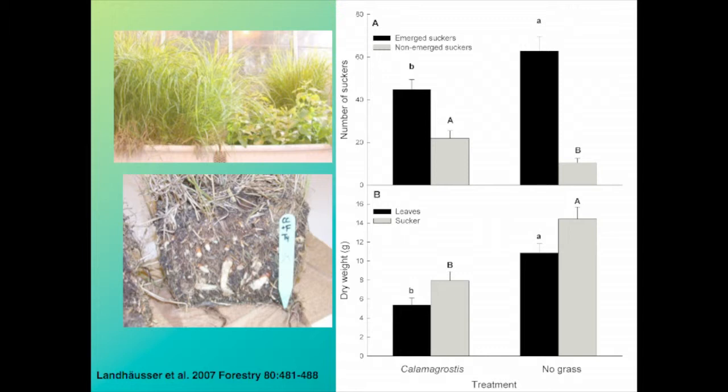On the top you have the emerged suckers. So these are the suckers which actually made it to above ground. The black ones are the emerged ones, the gray ones are the non-emerged ones, and then on the bottom, Calamagrostis, this was the grass we worked with, and then no grass, and you see the difference in the number of suckers coming up. And if you look at the bottom, you see why.